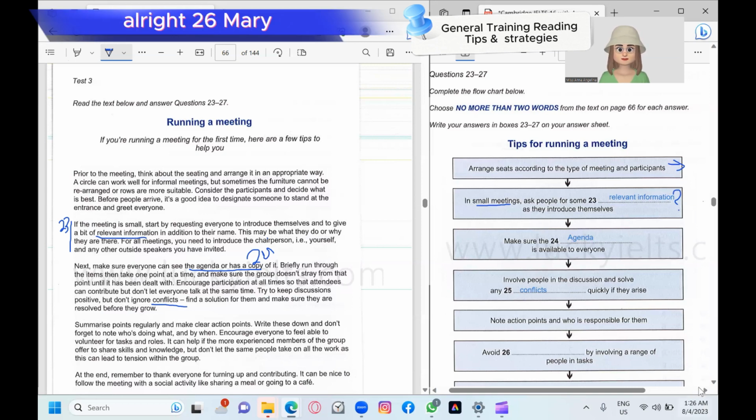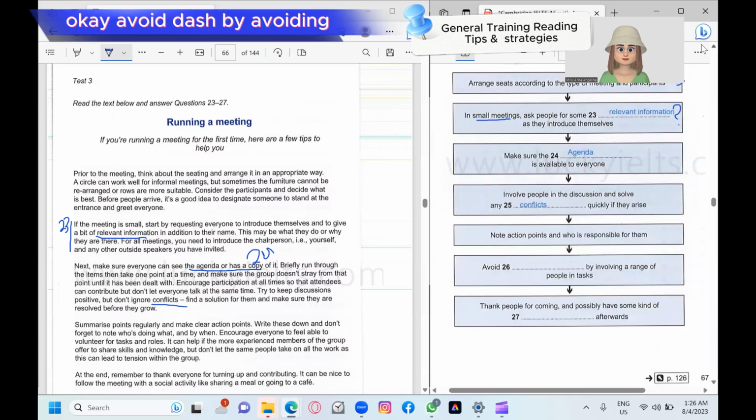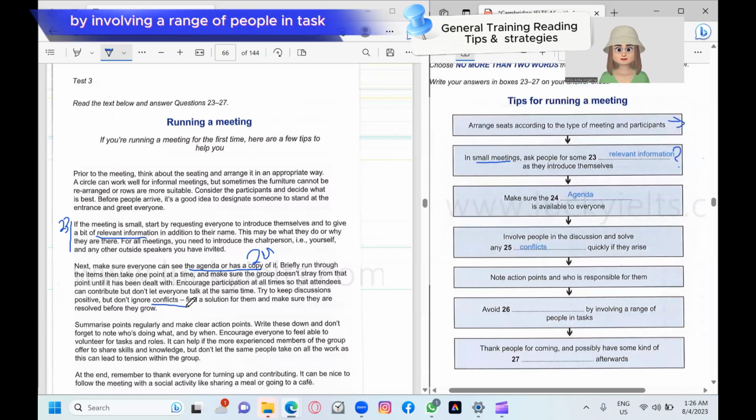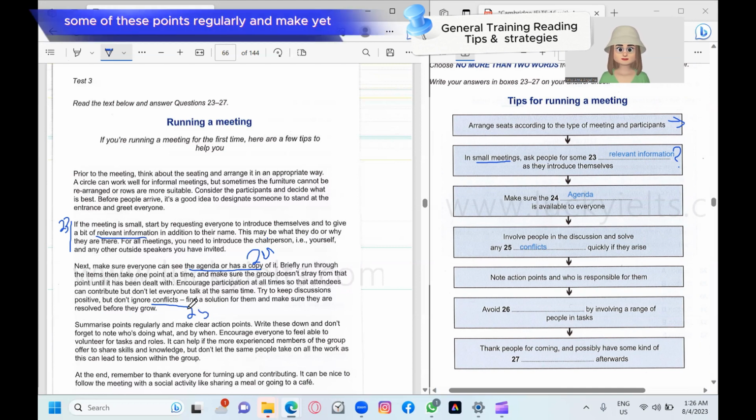26th. Mehreen. Okay. Avoid dash by involving a range of people in tasks. Avoid by involving. Okay. Summarise points regularly and make clear action points.